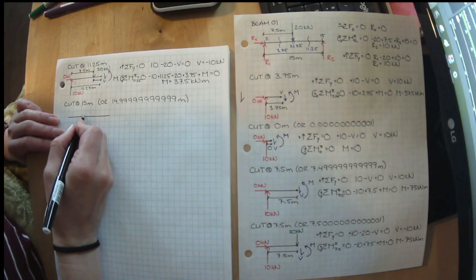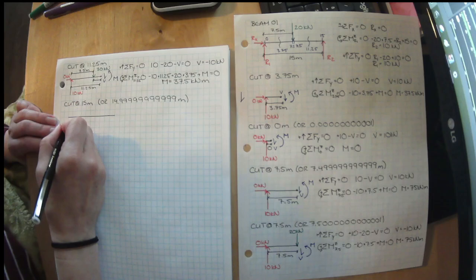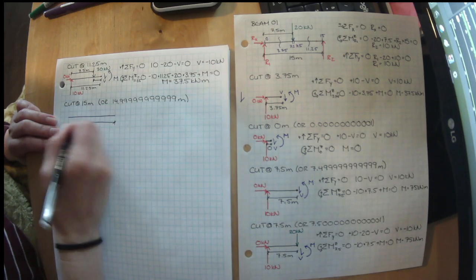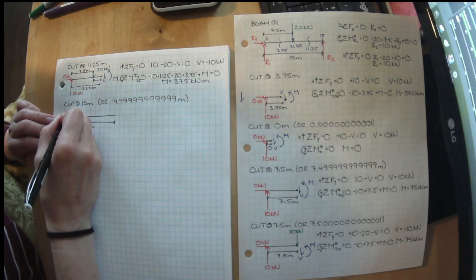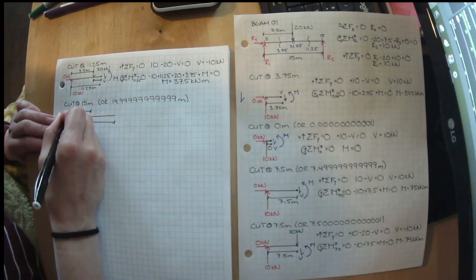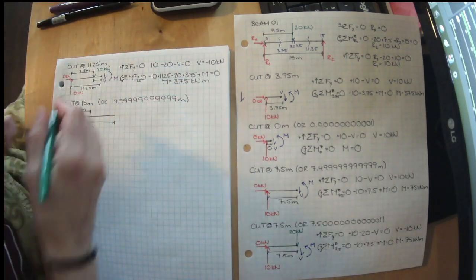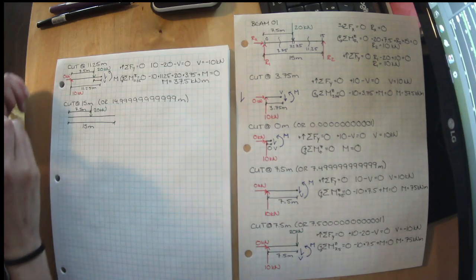Did I draw this? 1, 2, 3, 4, 5, 1, 2. Okay. We know that this is 15 meters, and at the halfway point, we've got our applied load, or 20 kilonewtons.